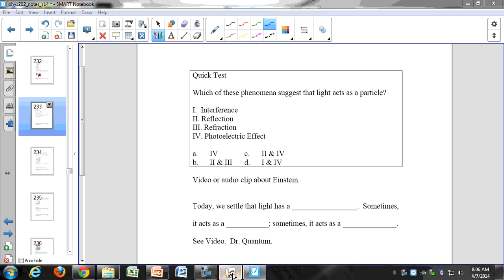All right, so let's take this little quick test. Which of these phenomena suggests that light acts as a particle?